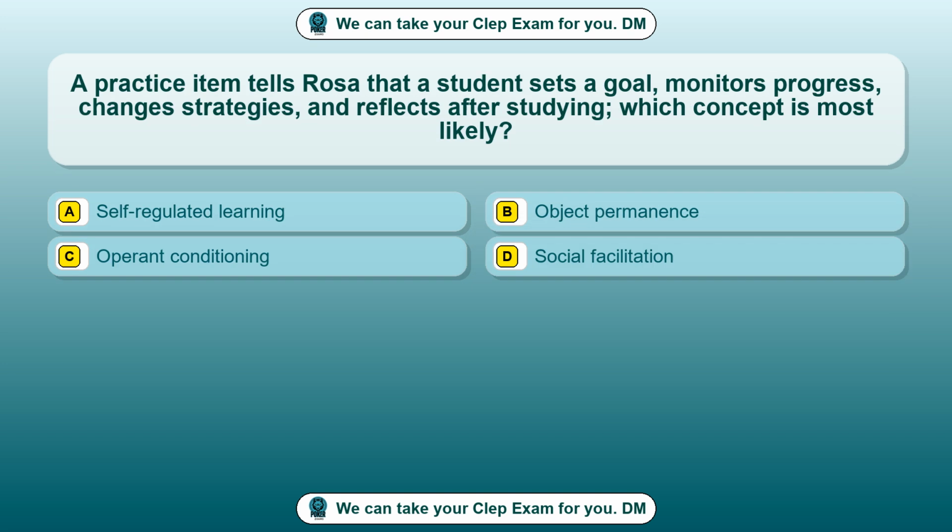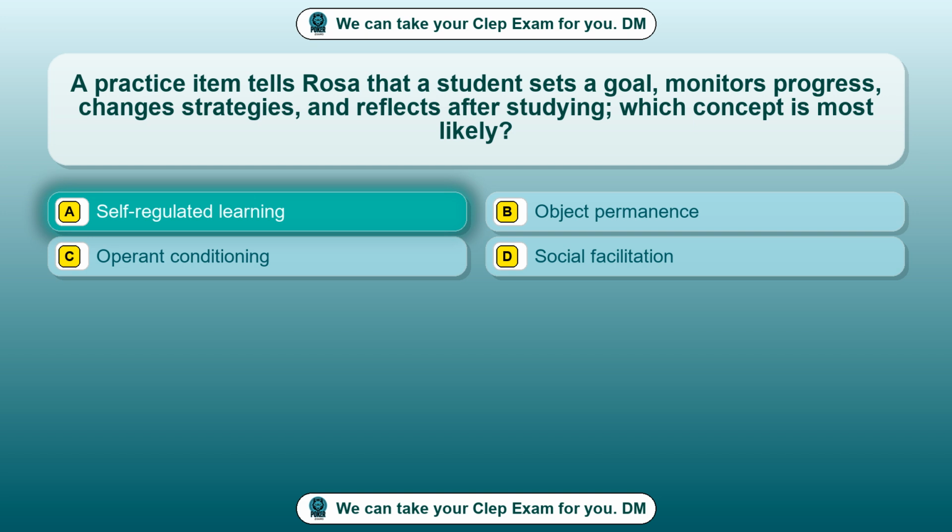Question 78. A practice item tells Rosa that a student sets a goal, monitors progress, changes strategies, and reflects after studying. Which concept is most likely? Option A, self-regulated learning. Option B, object permanence. Option C, operant conditioning. Option D, social facilitation. The correct answer is option A.